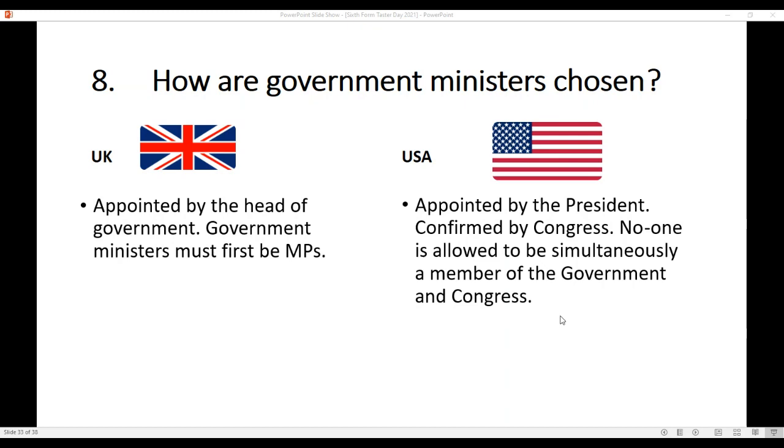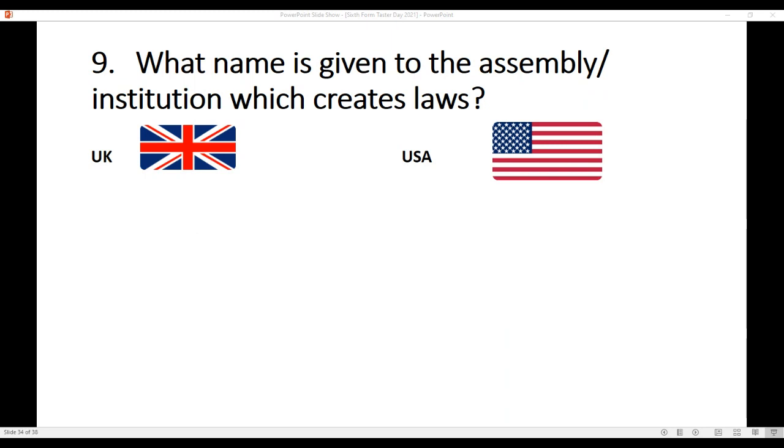Okay, next question. What name is given to the assembly or the institution which creates laws? I'll try and move a little bit quicker for this. We have mentioned them both in the previous slides. And as you can see here, we have Parliament and Congress. These are what you call law-making bodies. You might call them legislatures. That's their formal name: legislature, legislation, legal, it all means to do with laws. They pass laws by voting on them.